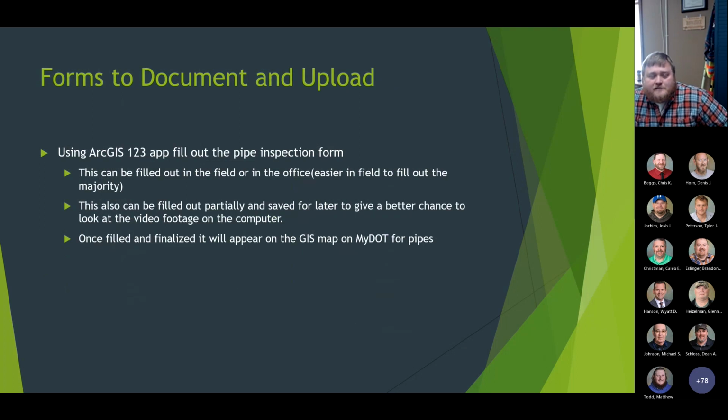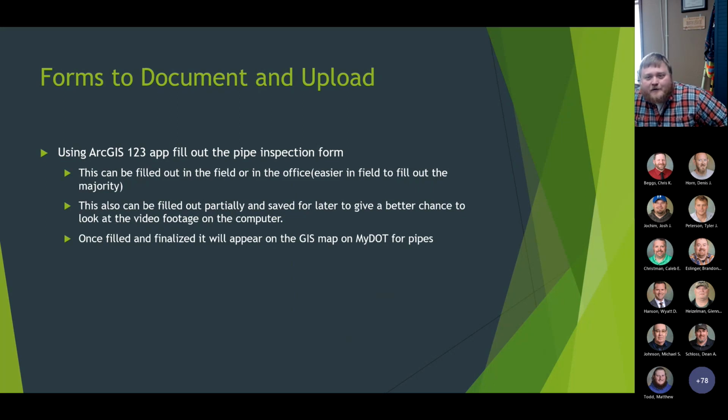So some of the forms that you need to document and then upload is using that ArcGIS 123 app that can be on your tablet or your phone. This is probably best to start in the field because there is a map on it that pings your GPS location. So it automatically brings in where you're at, so exactly where that pipe is. And then you can also start filling it out, there's questions on your surroundings and what the embankment and all that look like, the road top. So it's good to fill that out at that time.